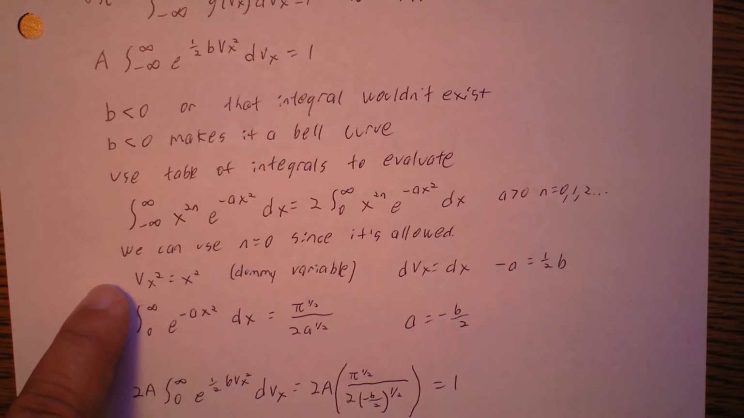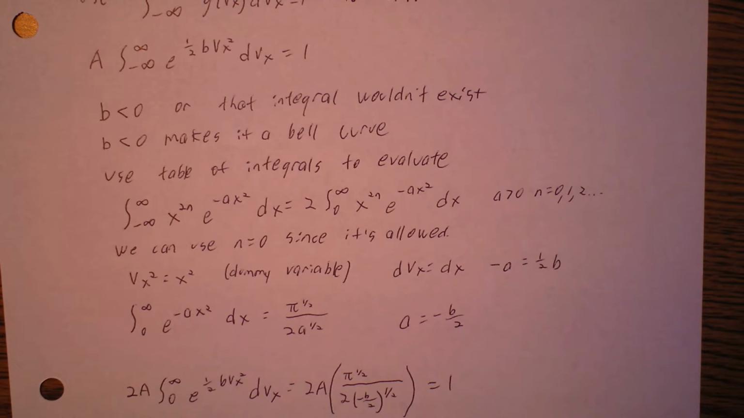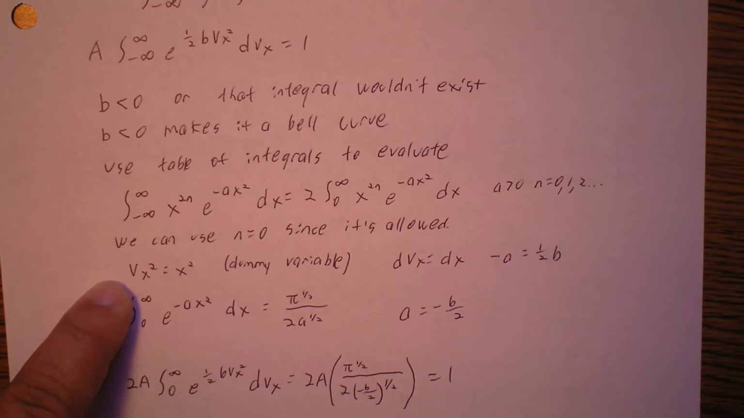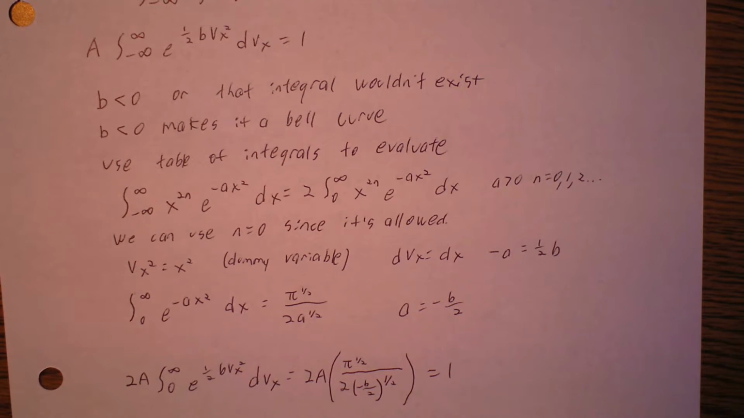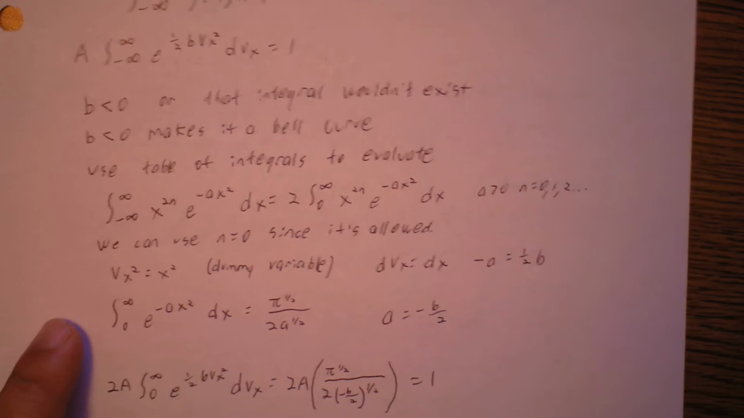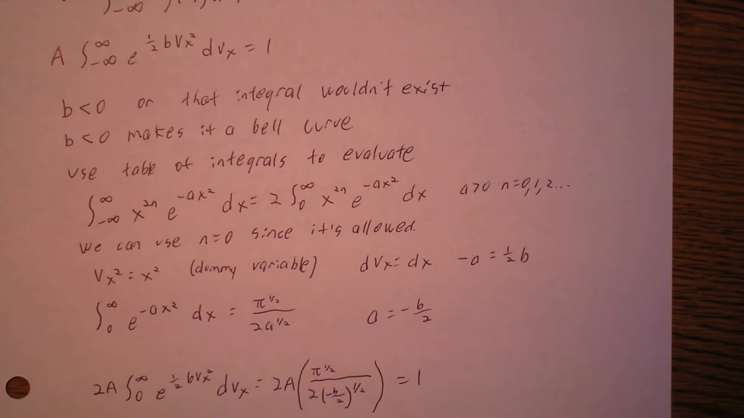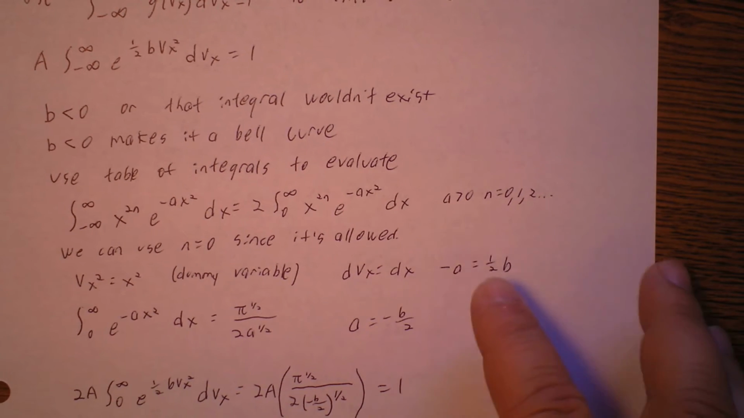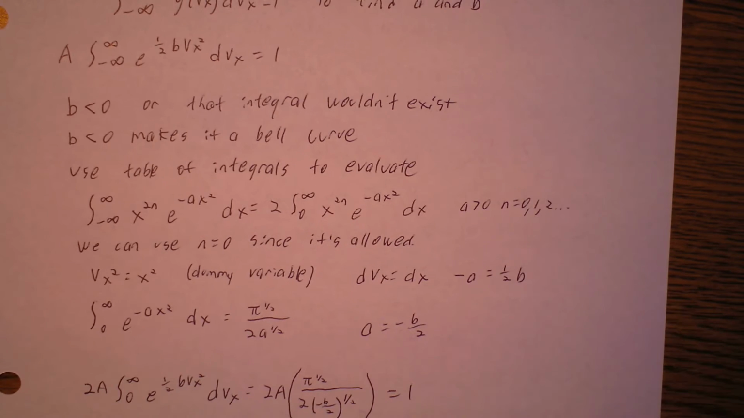So we can also use n equal to 0. Actually, that's what we're going to do. So vx squared is going to be equal to x squared. It's just a dummy variable. So dvx is going to be equal to dx, and then the minus a is equal to 1/2 b. So we're just converting variables here from what we had before to match the integration table.